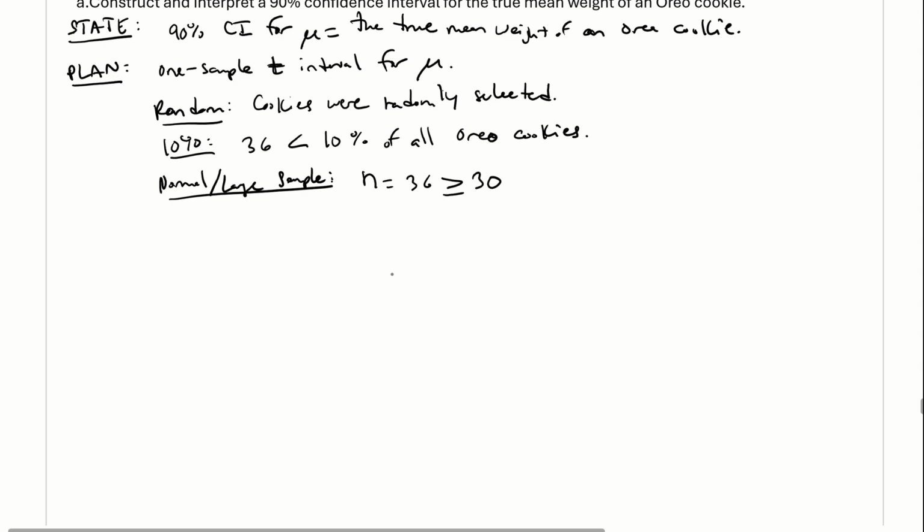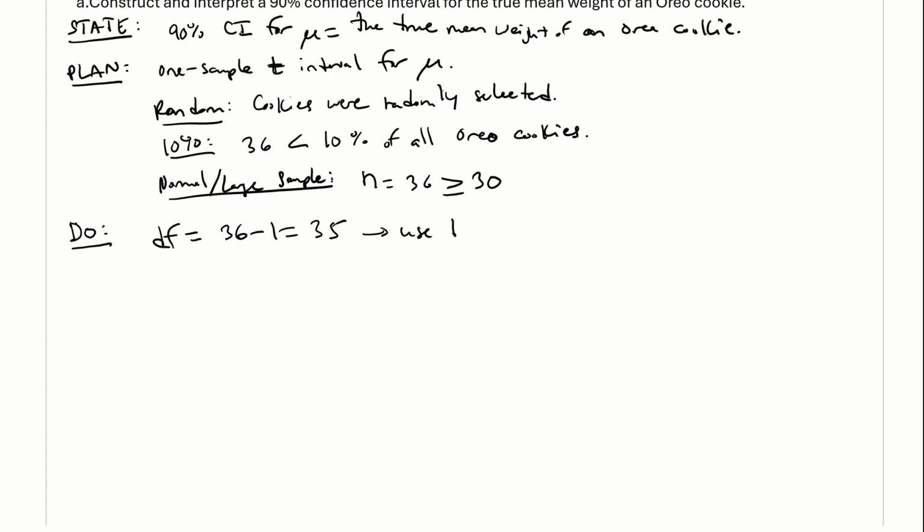All right, so now we're gonna do the do stage. So let's go ahead and do the df. So df is 36 minus 1, which is 35. Now if you go to the t table, it jumps from 30 to 40. So we're gonna use df is equal to 30. So table B, okay? And you can use a calculator. In that case, you would use 35 for the df, but here we're using a table.